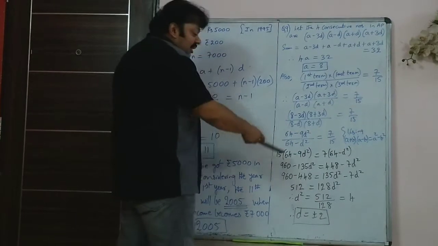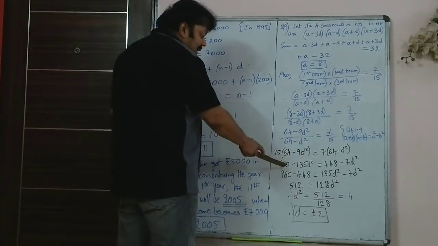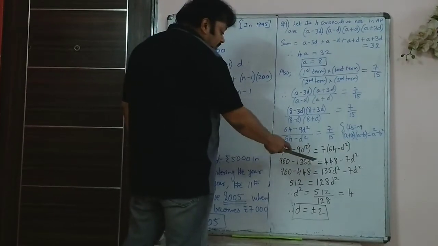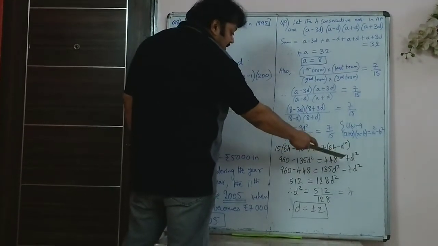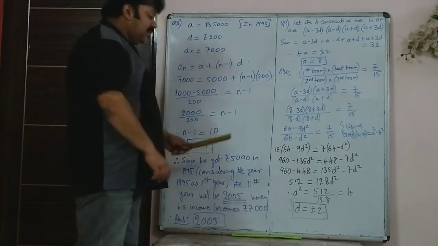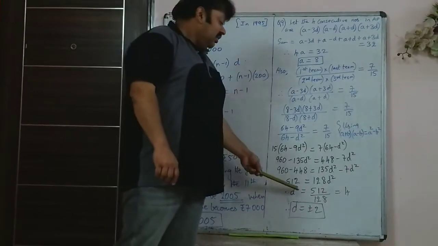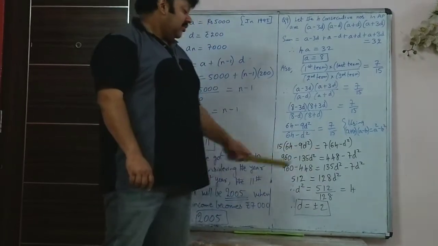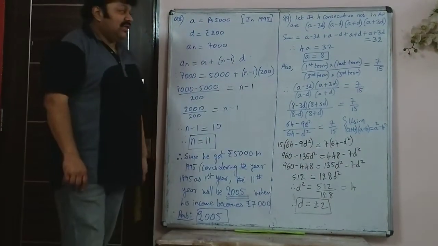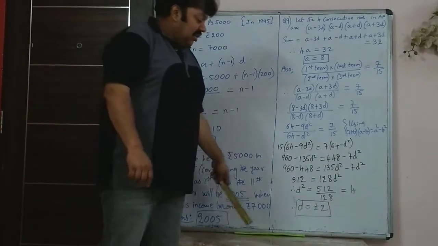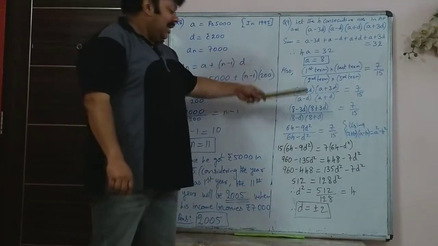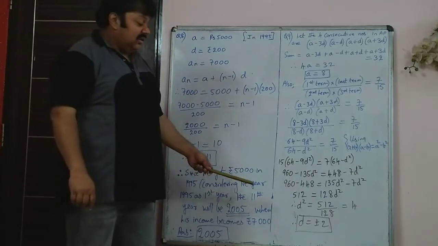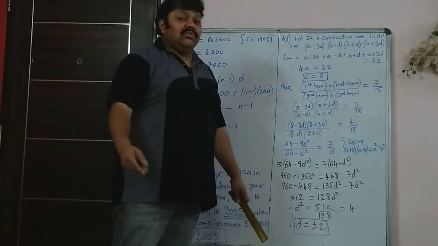So when you cross multiply that, you will get 960 minus 135 D squared is equal to 448 minus 7D squared. So when you simplify further, you will get D squared is 512 upon 128, which is 4. So D is plus minus 2. So that sum is not over. Now we know A and D. There are two cases, D is plus 2 and D is minus 2.